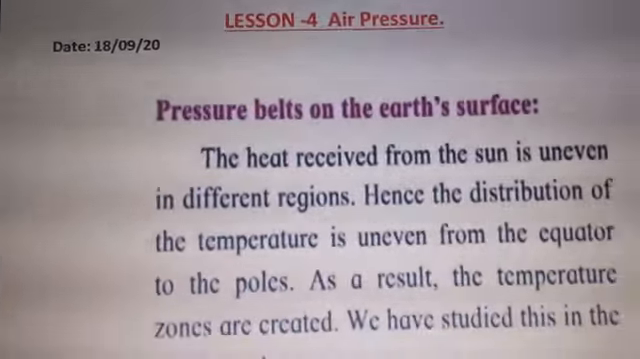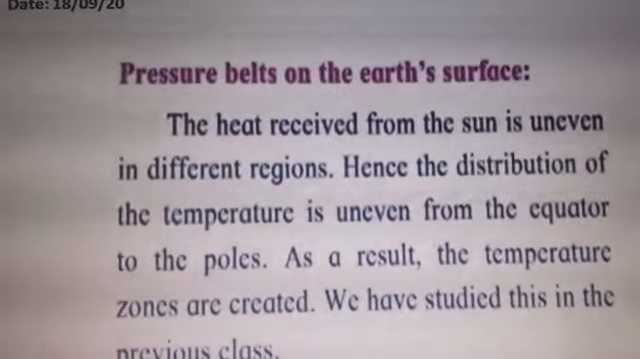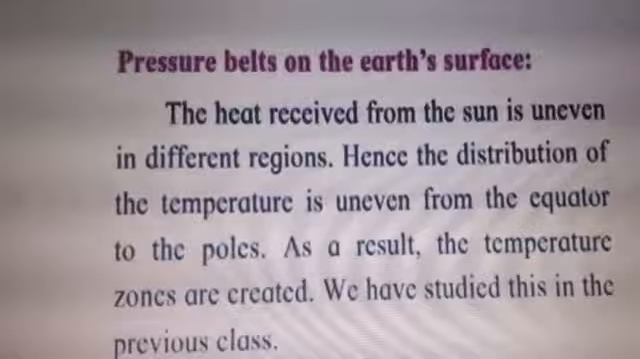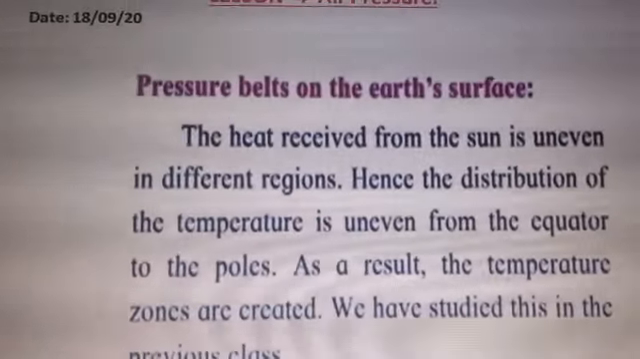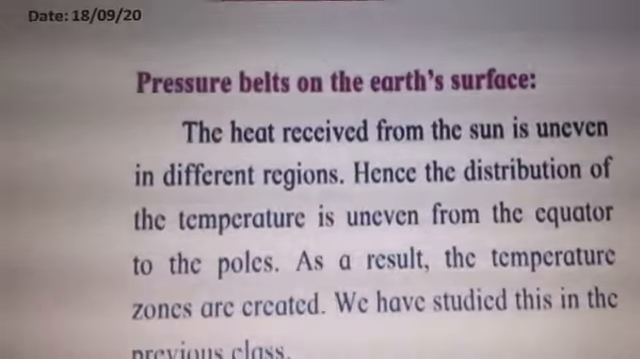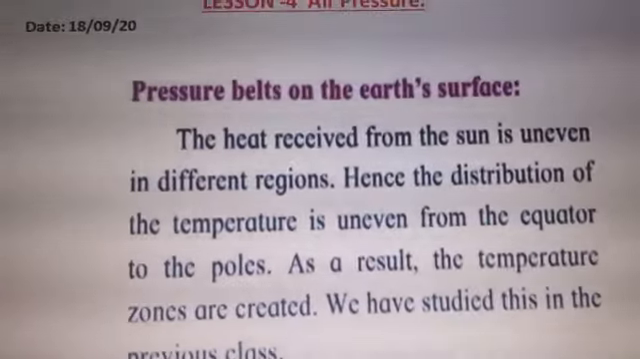The heat received from the sun is uneven in different regions. Hence, the distribution of the temperature is uneven from the equator to the poles. As a result, the temperature zones are created. We have studied this in the previous class. So, how are the pressure belts created? That is, the heat received from the sun is uneven. Uneven means it is unequal in different regions. We do not get the same intensity of heat in each and every place, isn't it?